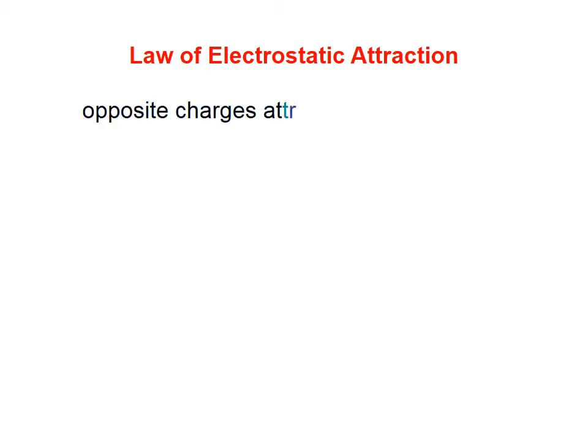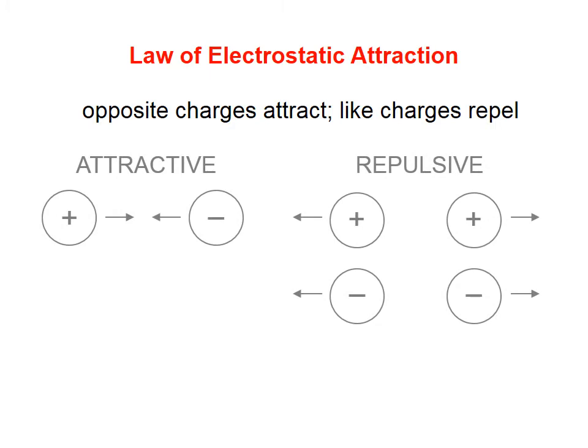The law of electrostatic attraction says that opposite charges attract and like charges repel. If we have two different charges, positive and negative, they'll tend to attract each other. If we have two identical charges, a positive and another positive, they tend to repel. Same with negatives and other negatives, they tend to repel. This is also called Coulombic attraction.